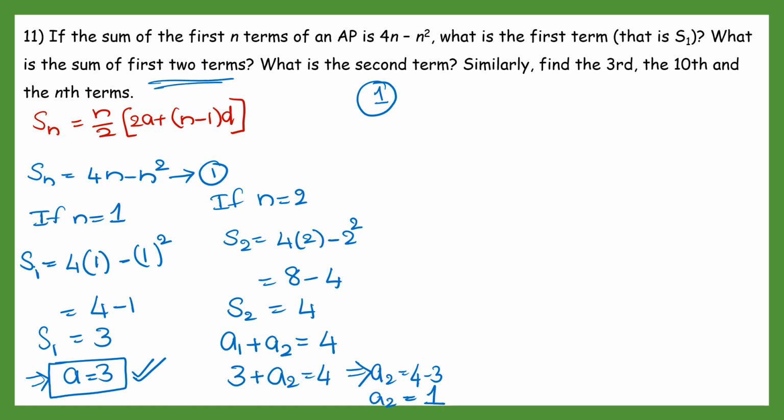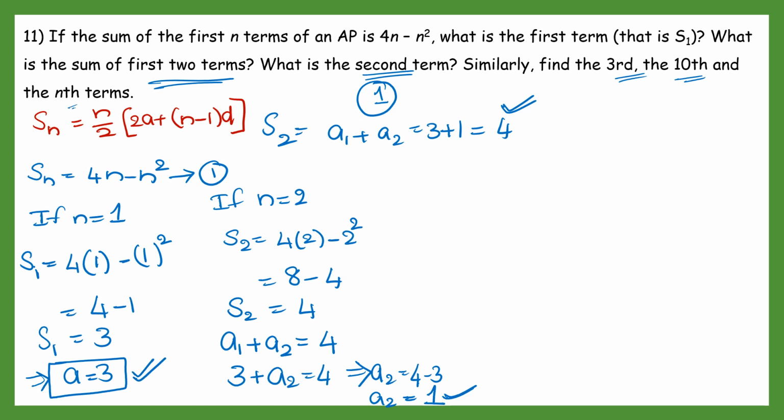Now, here they are asking to find sum of first two terms. We know the first term, we know the second term. So, A1 plus A2 is what? 3 plus 1, that is 4. This is sum of first two terms. Without using the formula, we know the first and second term. So, directly you can find S2. 3 plus 1, 4. We got the answer. They are also asking what is the second term. We got the second term also. Second term A2 is 1. Similarly, find the third term, 10th term and nth term.